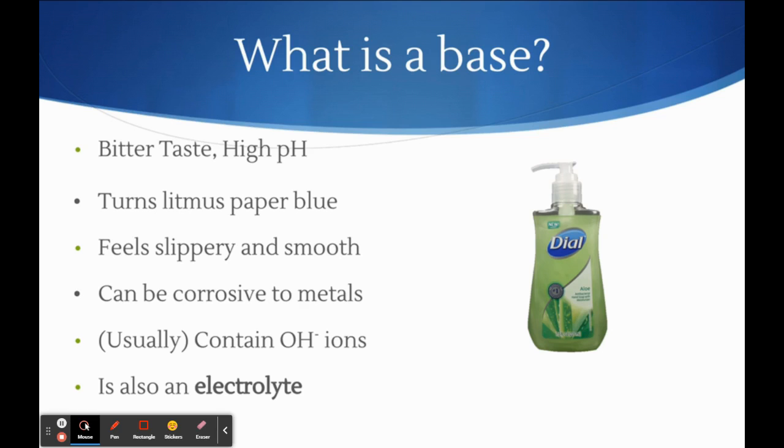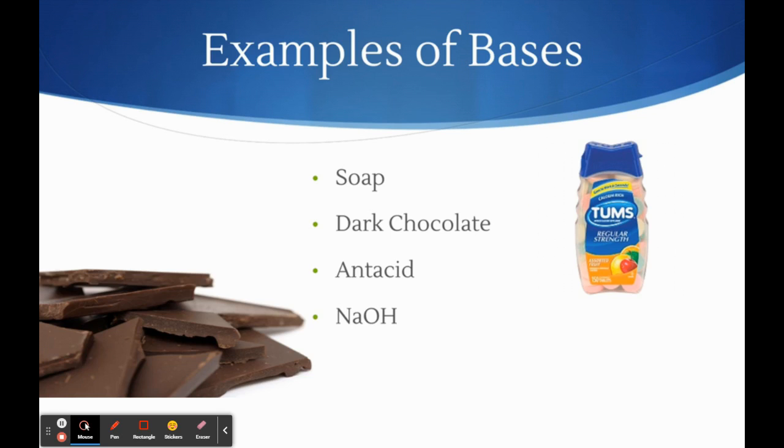They can be corrosive to metals, again, as you've seen in the PopCan video, and they usually contain hydroxide ions. Not always, but usually. They are also electrolytes, which means they will also conduct electricity. So some examples of bases are soap, dark chocolate, any type of antacid, Tums, Alka-Seltzer, things like that, and sodium hydroxide.